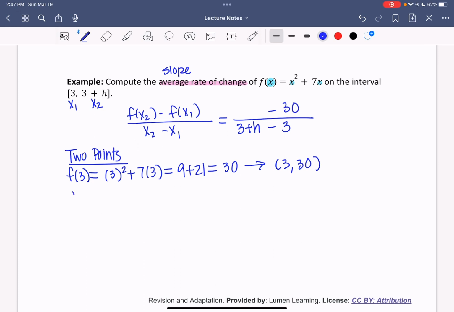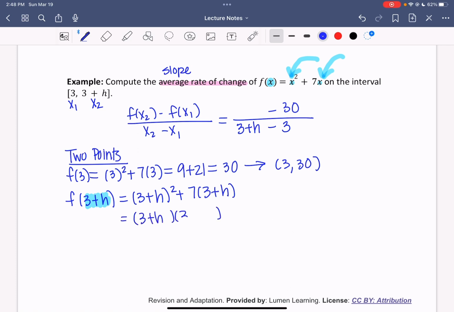Now, the next one does require a little bit more thinking, and I can't use my calculator for it because now I'm plugging in a 3 plus h. So that means right here for x and right here for x, I'm going to have to plug in 3 plus h. But it's okay. We can do this. This gives me 3 plus h squared plus 7 times 3 plus h. We're going to have to use our mad algebra skills here. When I square this out, don't forget, this is 3 plus h times 3 plus h plus 7 times 3 plus h. So I'm going to square this out.